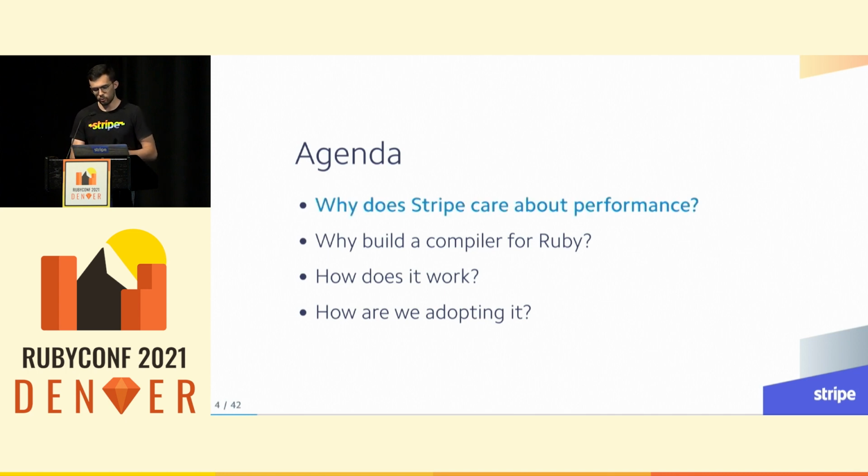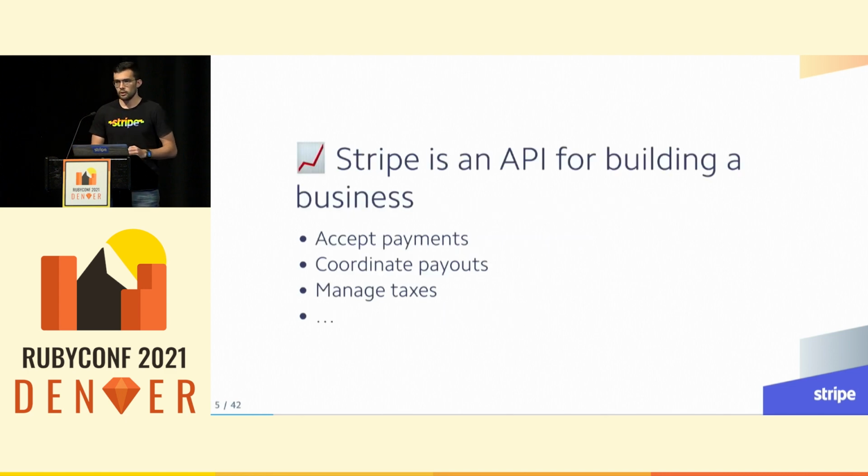So let's dive into that first one, why Stripe cares about performance. For those who are unfamiliar, Stripe is a software company that basically provides an API that lets you pretty much build a business. Imagine any particular part of your business that involves money, like accepting payments or coordinating payouts or managing taxes or giving loans, receiving loans, doing invoices, subscriptions, all sorts of different things that involve moving money around in your company. Stripe has an API for it. So it has all these different features, and it does a lot of different stuff.